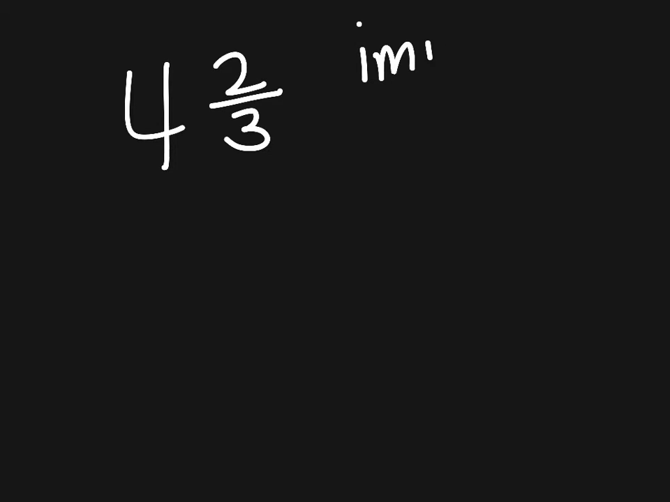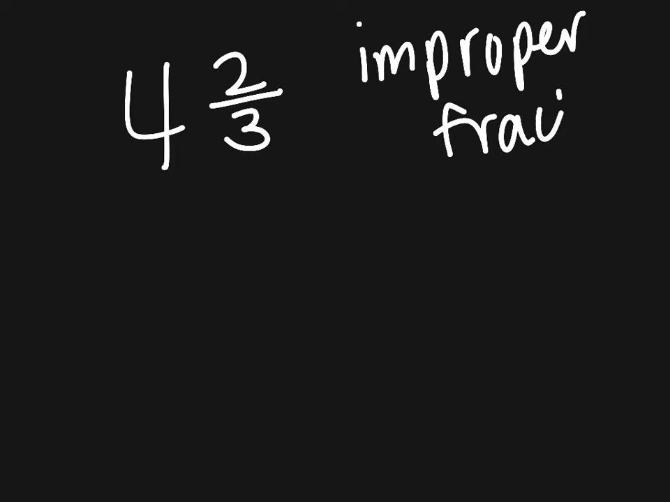When working with fractions, it's really important to know how to change mixed numbers into improper fractions. So, let's say we have the mixed number 4 2/3. Keep in mind that an improper fraction is a fraction where the numerator is bigger than the denominator, which means that the fraction is greater than 1.